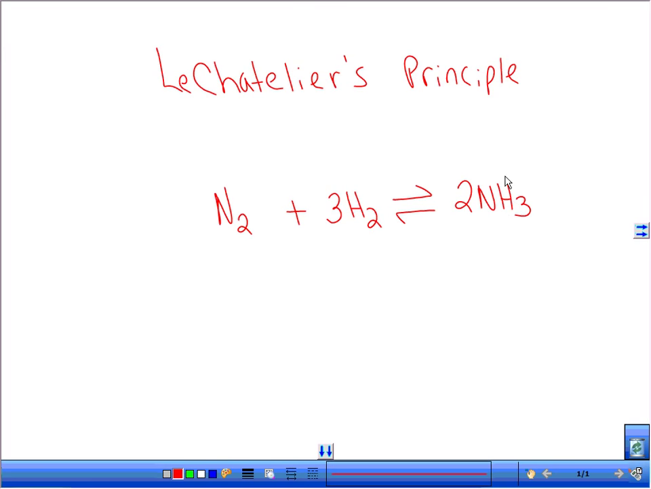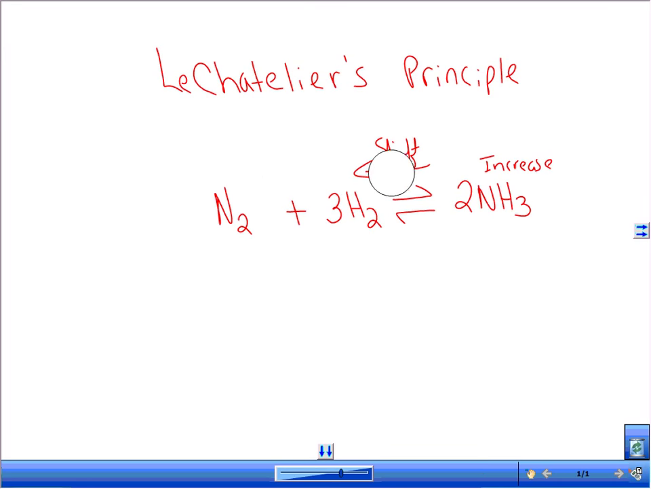If I were to increase the NH3, if this were to go up, it doesn't like that. So what's going to happen is it's going to start breaking down. This is going to cause the shift to go to the left. We call it shifting left. When it shifts left, the H2 and the N2 are actually going to go up in concentration. So if you shift to the left, your reactants go up. If you shift to the right, your products go up.